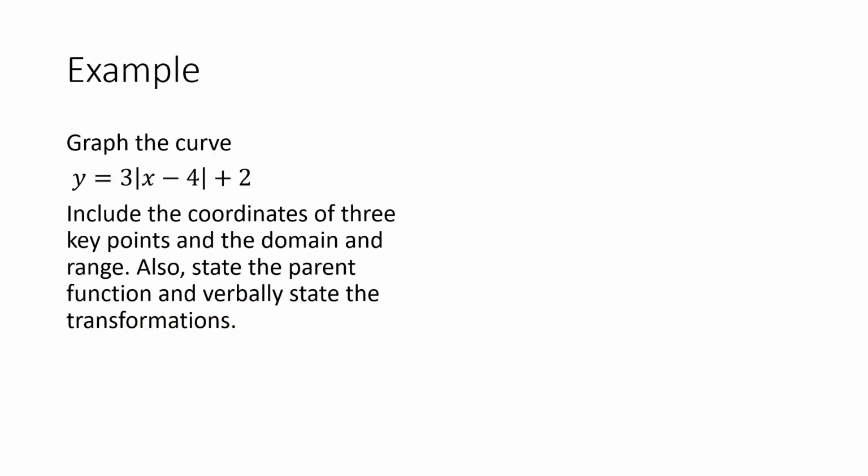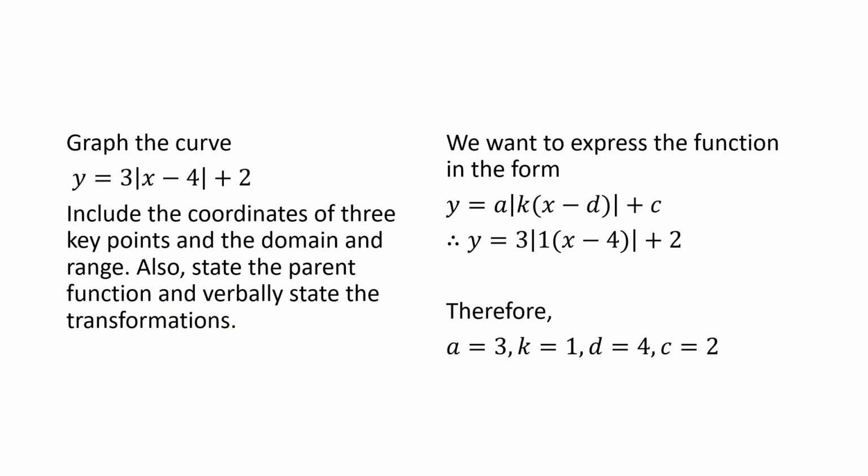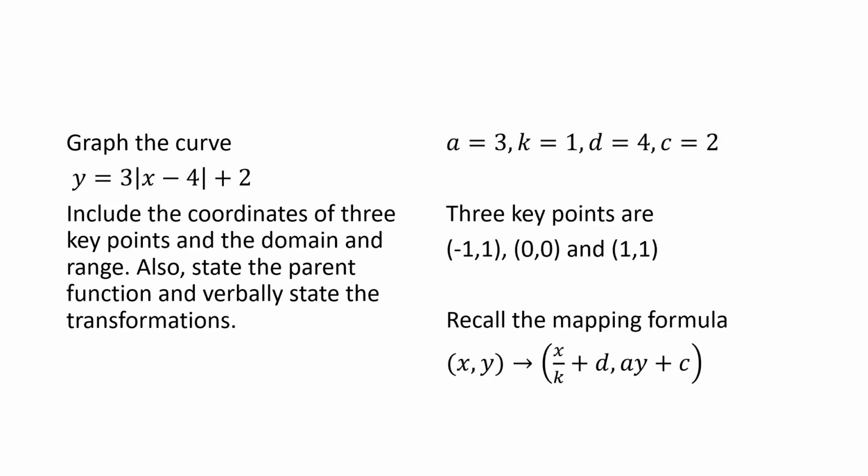So given that function right there, we're able to say pretty quickly without much manipulation that a is 3, k is 1, d is 4, and c is 2. And we know the points on the parent are (-1, 1), (0, 0), and (1, 1). So we're going to let x and y equal -1 and 1. We already know what a, k, d, and c are, so we'll apply the mapping formula.